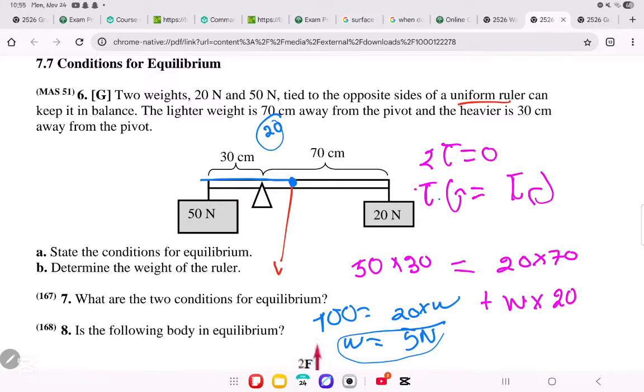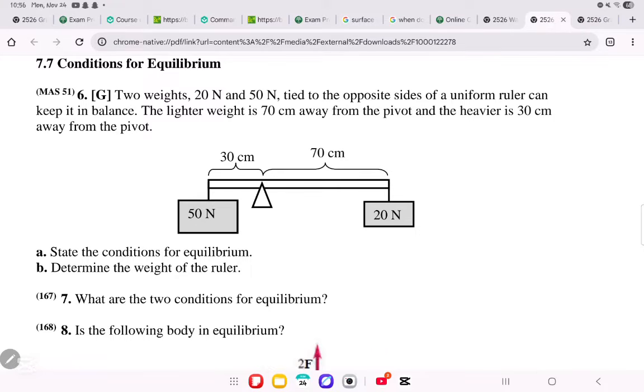So the weight is what? The weight is 5 newtons. Okay, so just like that, we found the weight of the ruler. Okay, that's part B done. We'll move on to question number 7.